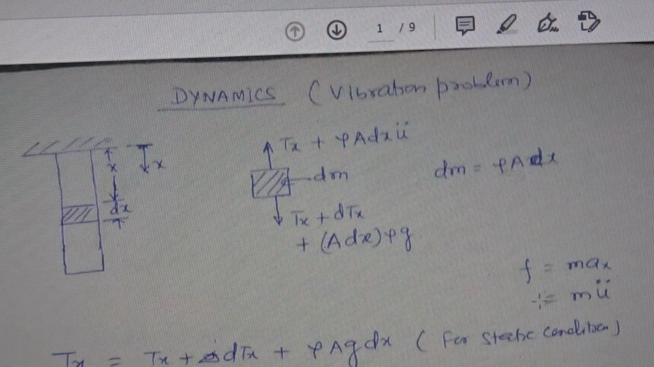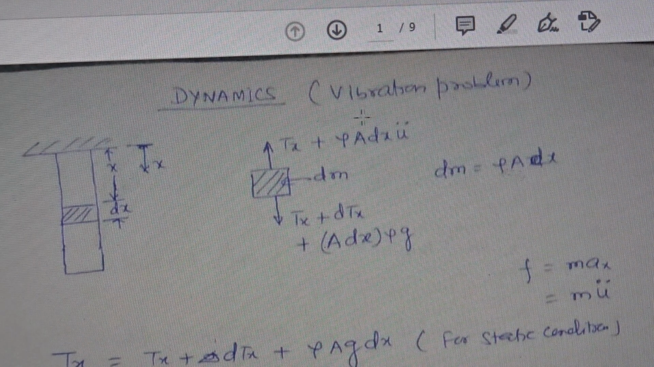And suppose the acceleration is ax. So we can write the force is equal to mass into acceleration, u double dot. It is used for the double differentiation of the displacement, and you can get the acceleration. So when you balance, you apply it in the opposite direction, so that the total portion will be balanced. It is applied in the opposite direction, and this acts as an inertia force.